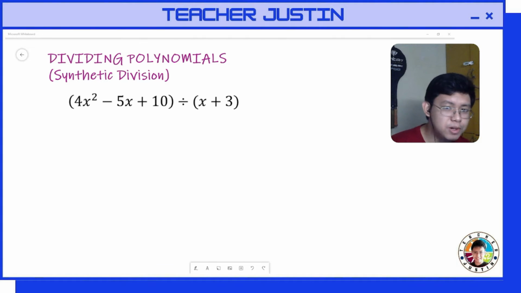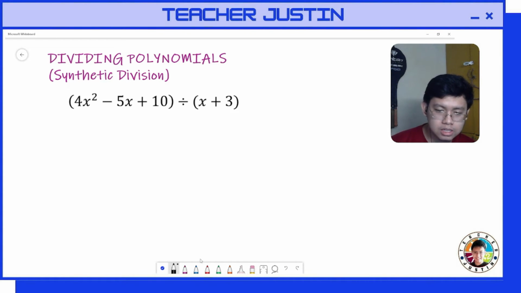On today's topic, we're going to talk about dividing polynomials using synthetic division. So let's have our example: x squared minus 5x plus 10 divided by x plus 3. Let's perform synthetic division in dividing these two polynomials.